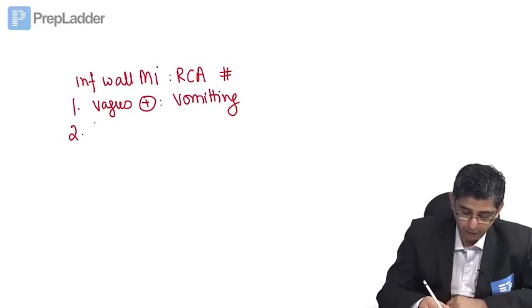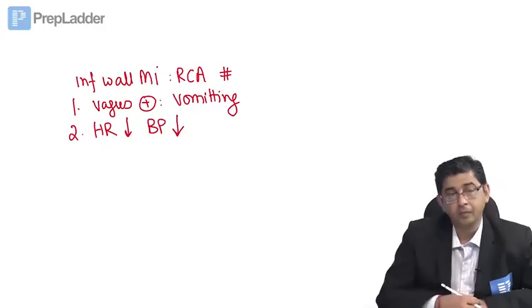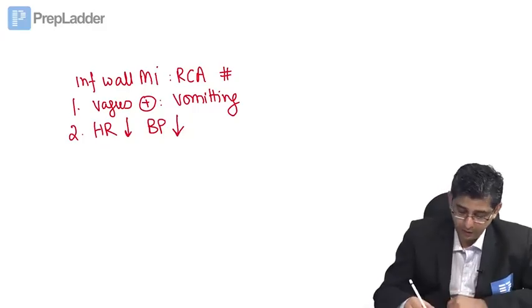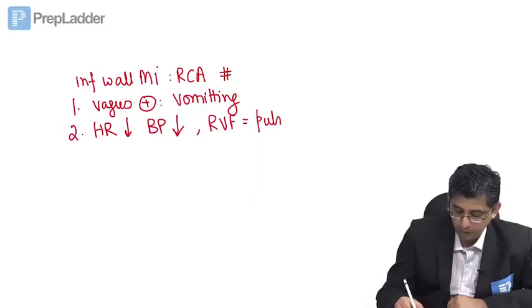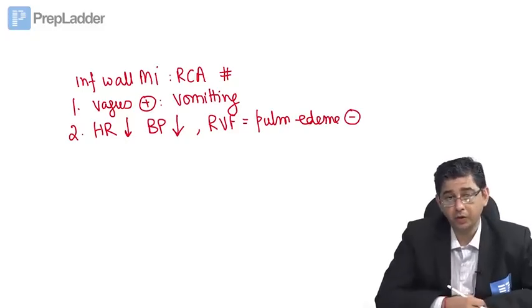Second, in inferior wall MI, there will be vagus activation causing a bradycardia, causing a hypotension. In this patient, since there is a right ventricular failure, pulmonary edema will not be encountered in these patients. Traditionally, in anterior wall MI, you always have a crepitation in the chest, but in this case, there would be no pulmonary edema.